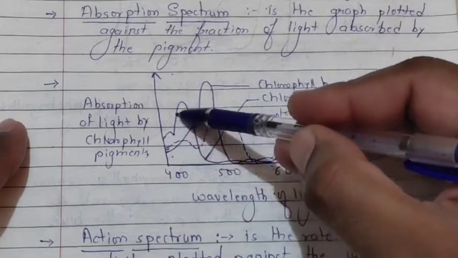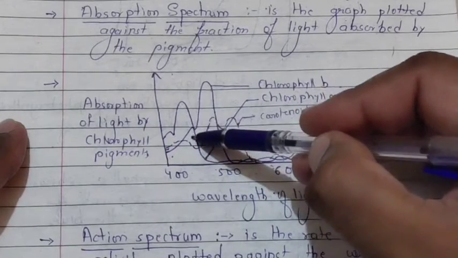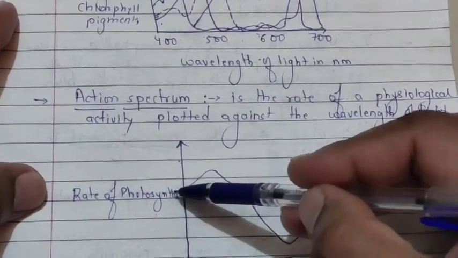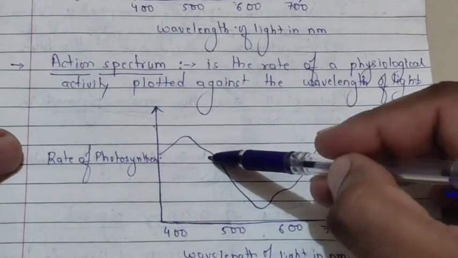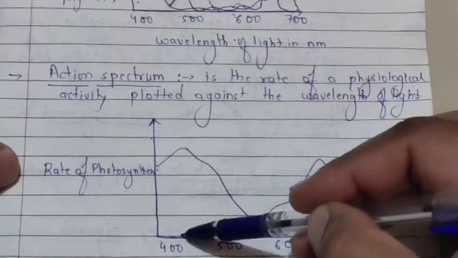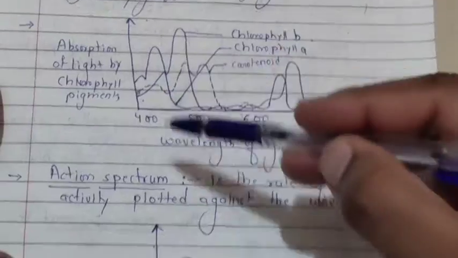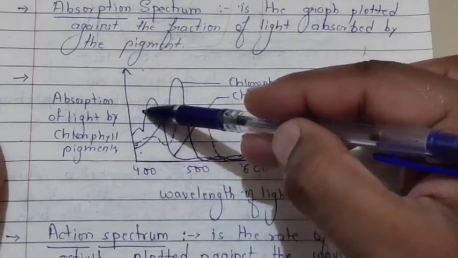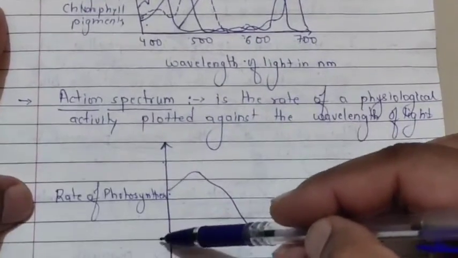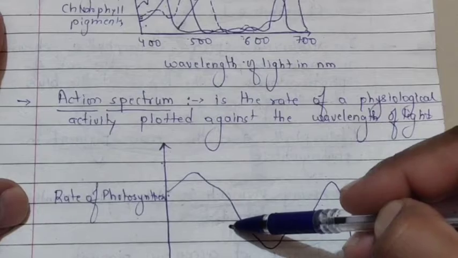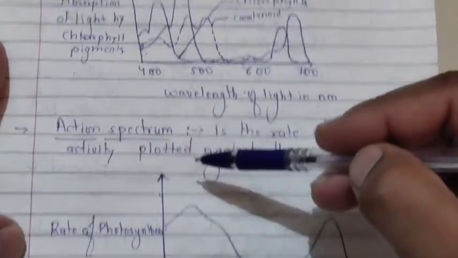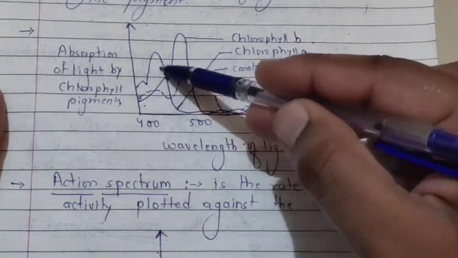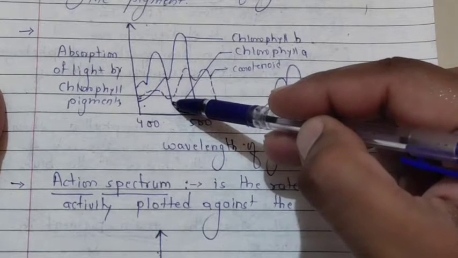In the absorption spectrum, we can see the chlorophyll A molecule is showing maximum absorption towards 400 nanometer. Right? And here the rate of photosynthesis is also maximum towards 400 nanometer. That means there is a correlation between the absorption and rate of photosynthesis over here. So where there is more absorption, there is obviously a high rate of photosynthesis. Then this particular peak is matching with the chlorophyll A pigment's graph.